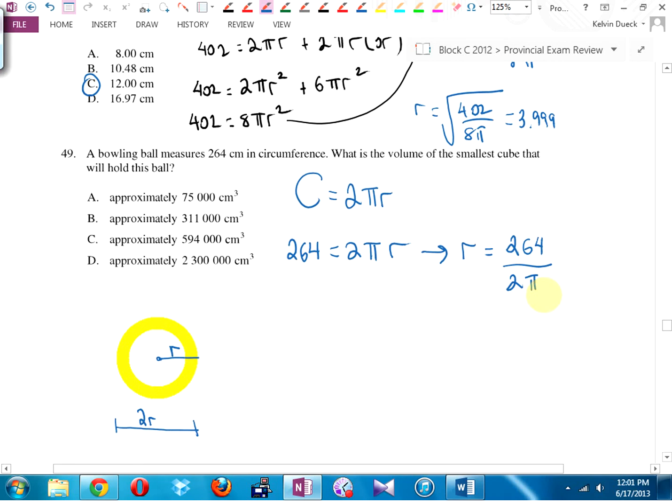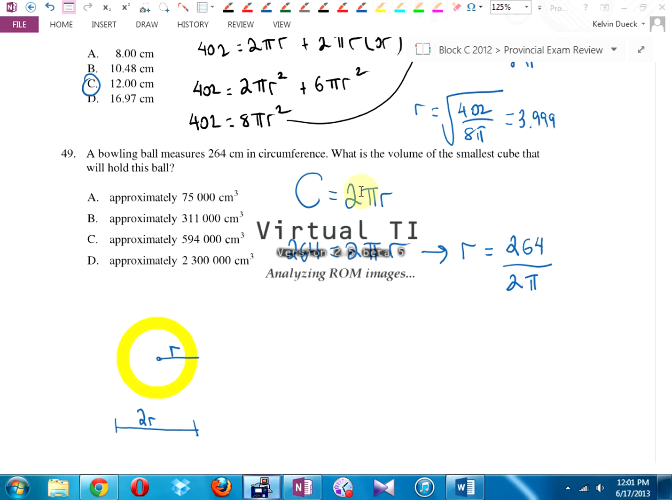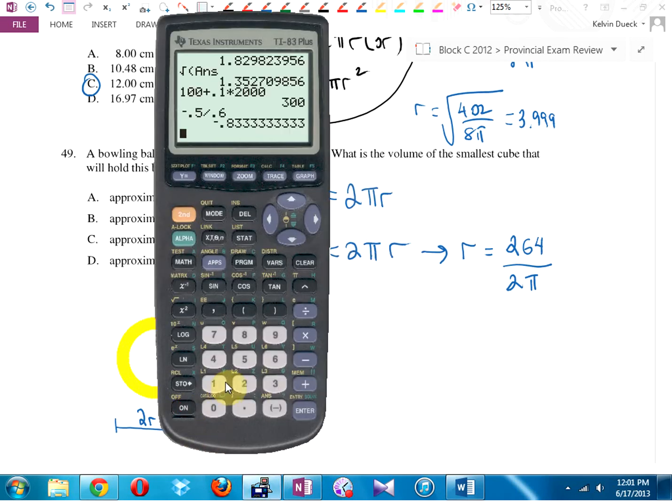Now that's 2 things down below, so if you get your calculator out, you want to put the bottom in brackets. What is 264 divided by 2 pi? You do need to know where the pi button is on your calculator. Let's boot up my calculator. 264 divided by bracket 2 times, and I'm going to use the pi button, close bracket. I get 42.017.